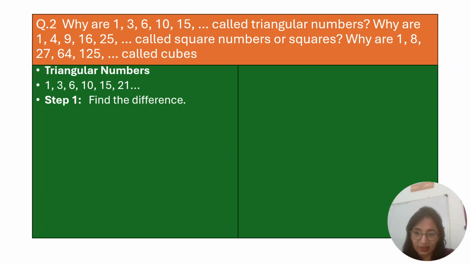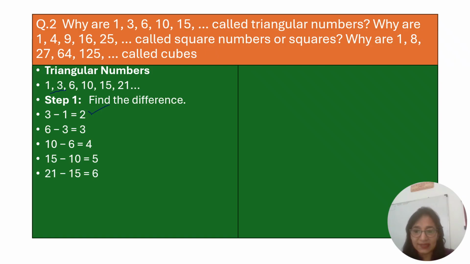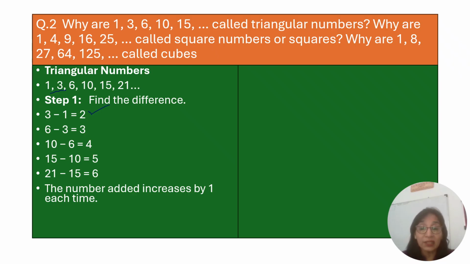Now, when we say triangular numbers, first thing is, children, if you see the first term and the second term, what do we do here? We find out the difference, right? Like 3 minus 1 gives you 2. 6 minus 3 gives you 3. 10 minus 6 gives you 4. 15 minus 10 gives you 5. 21 minus 15 gives you 6. So the number which is added, if you find here, they are all increased by how many numbers? 1 each time. So 2 plus 1, 3, plus 1, 4, plus 1, 5, plus 1, 6.